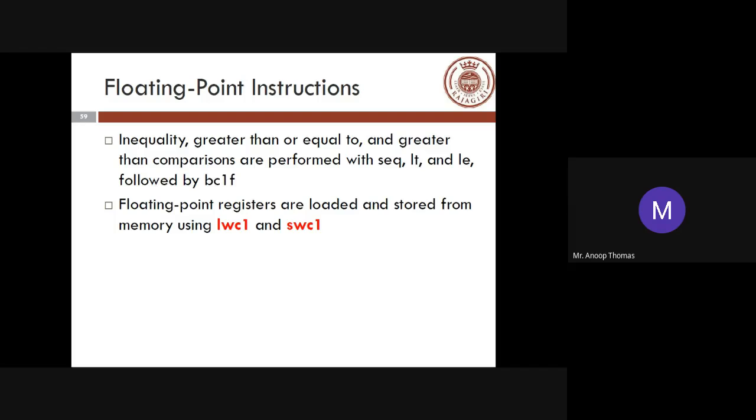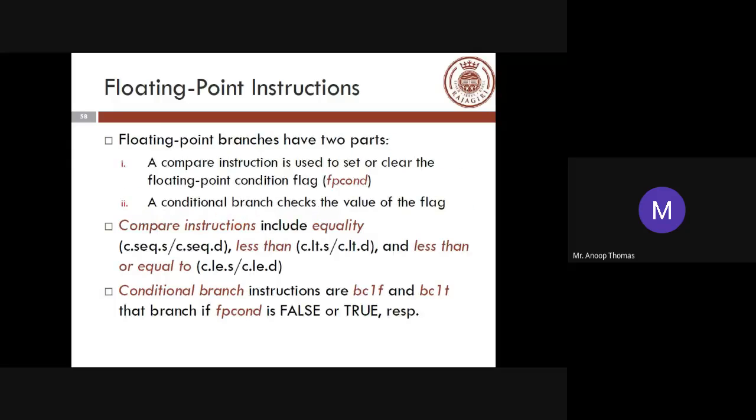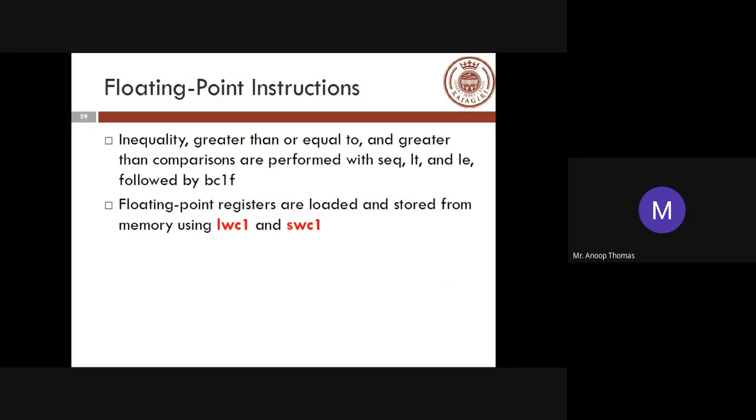The loading and storing happens using LWC1 and SWC1. LW is for load, SW is for store. C1 comes into the picture here. Why C1? C1 is associated with coprocessor 1. That is why you have LWC1 and SWC1, which tells you that it is being taken care of by coprocessor 1, because that is the processor which supports your floating point operations.